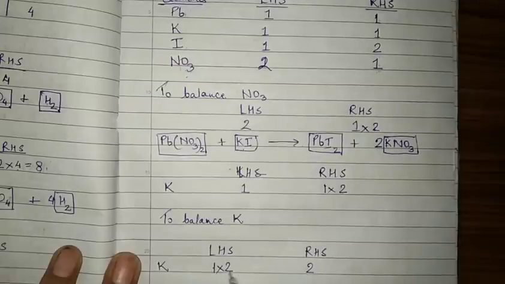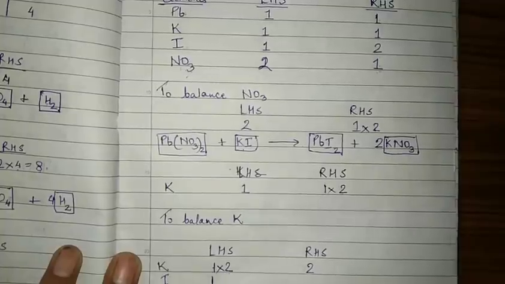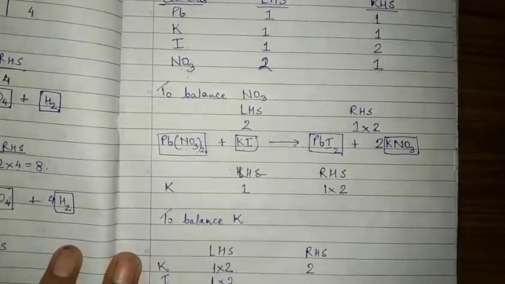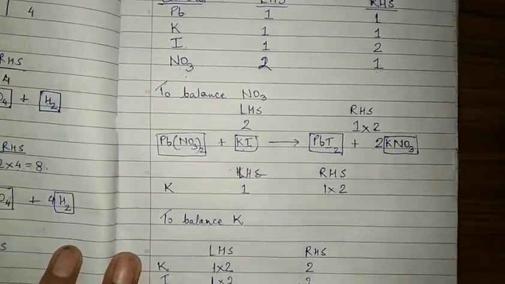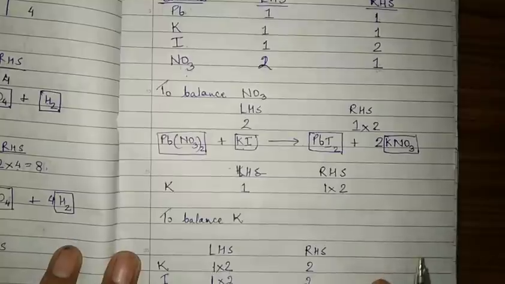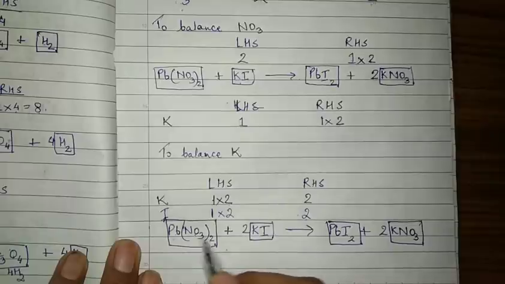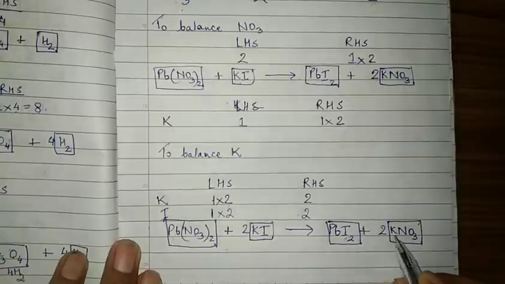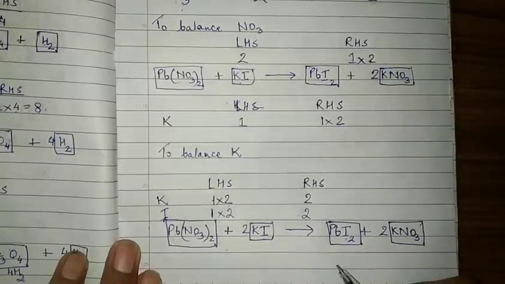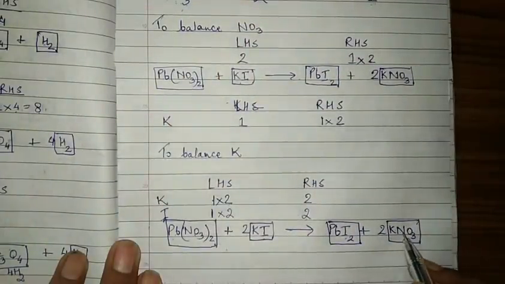When we multiplied the left hand side K by 2, because K was existing along with I, which was only 1 on the left hand side, we had to multiply the left hand side I also by 2, and already we can see that it is 2 on the right hand side. So this means that the number of iodine atoms also becomes balanced. So our final equation becomes Pb(NO3)2 plus 2KI gives PbI2 plus 2KNO3. In this way we can balance such chemical equations where polyatomic ions are also existing.